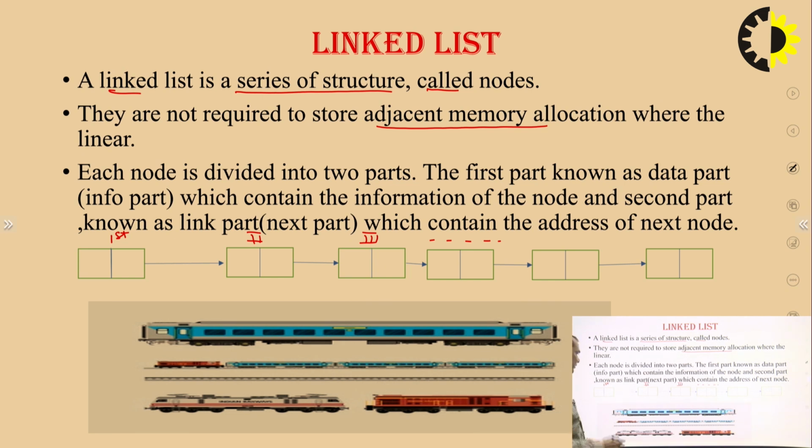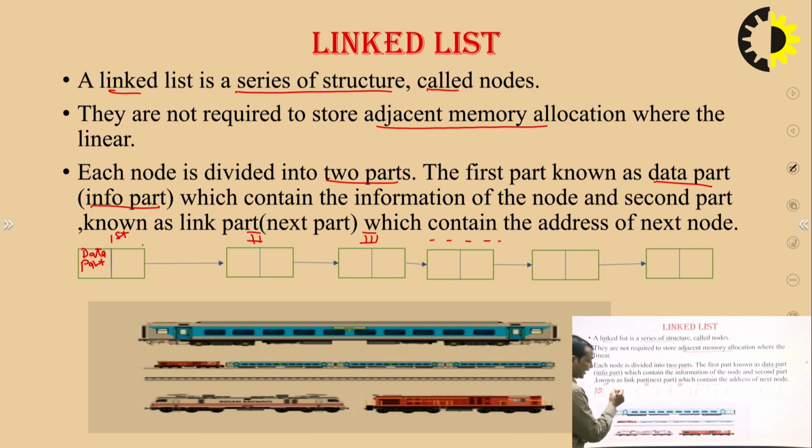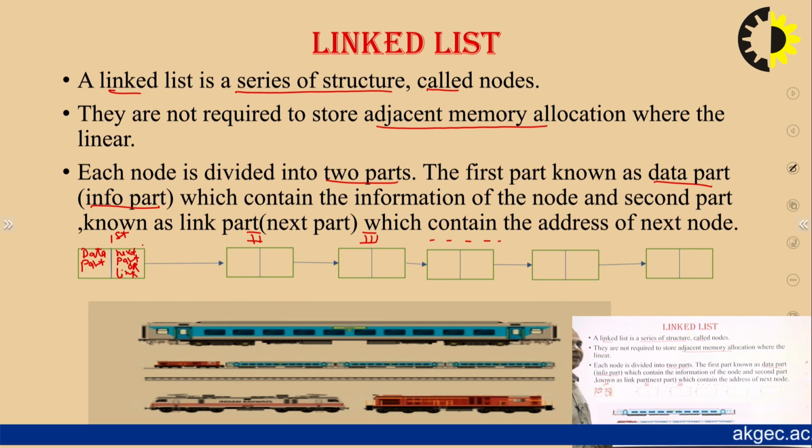Each node is divided into two parts. The first part contains the data part, which we can also call the info part. The second part contains the address of the next node. We can define it as the next part, or address part, or the link part. So basically, a node is divided into two parts.